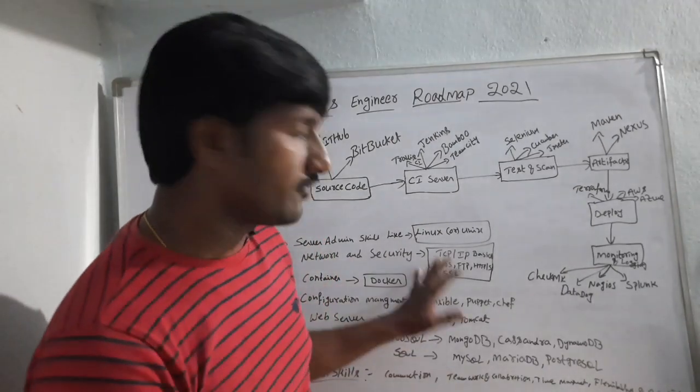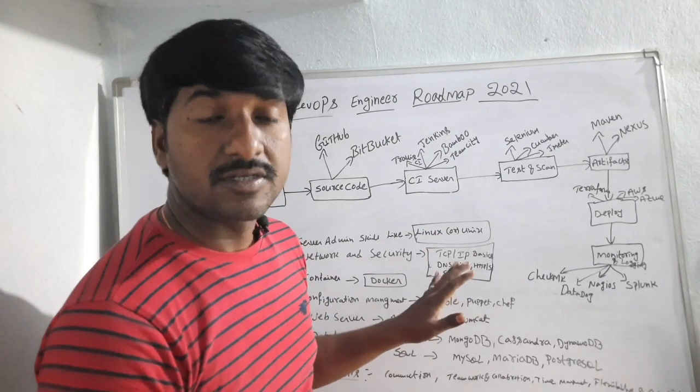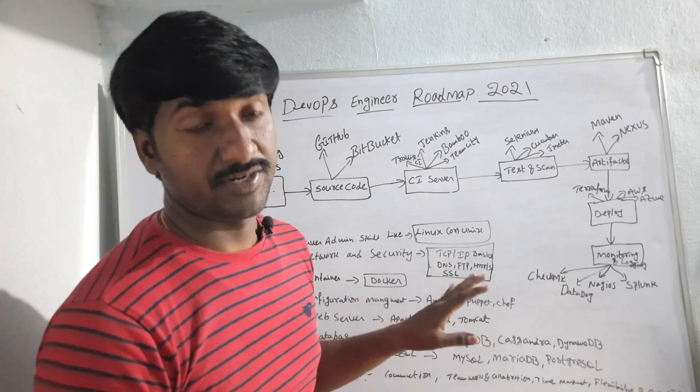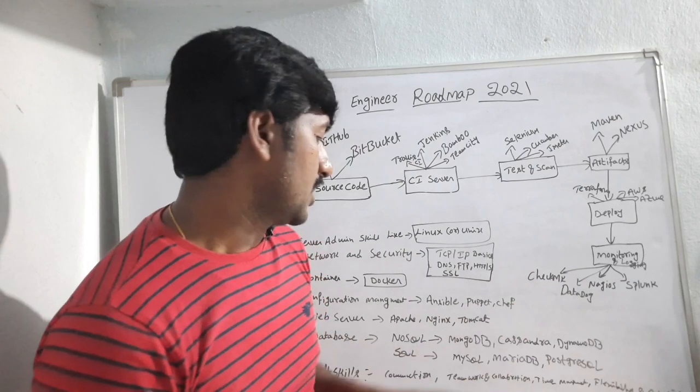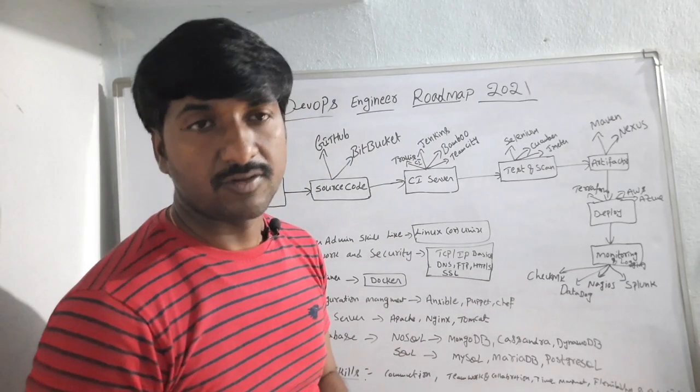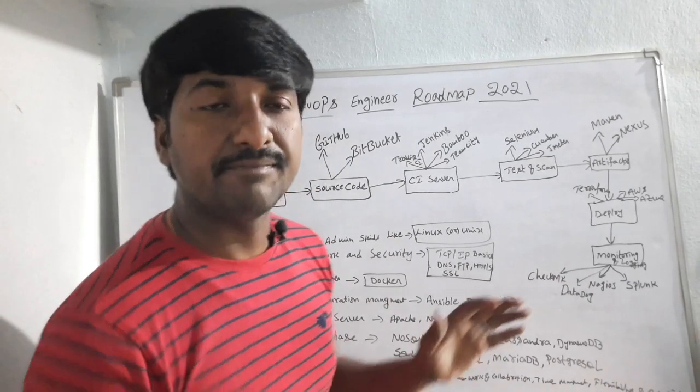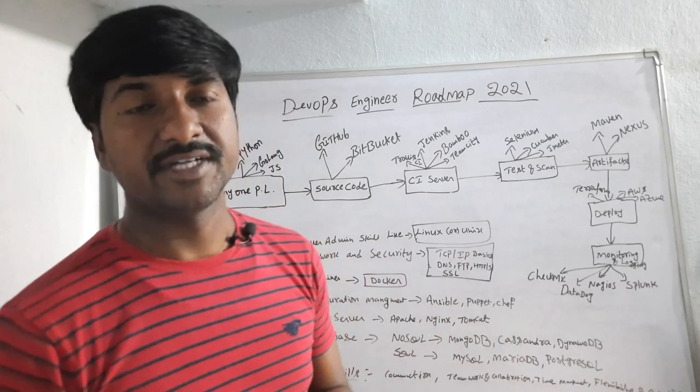Along with these skills, you should also have soft skills, like communication, flexibility and adaptation, and also teamwork and collaboration. So these are the main skills required to become a DevOps engineer.